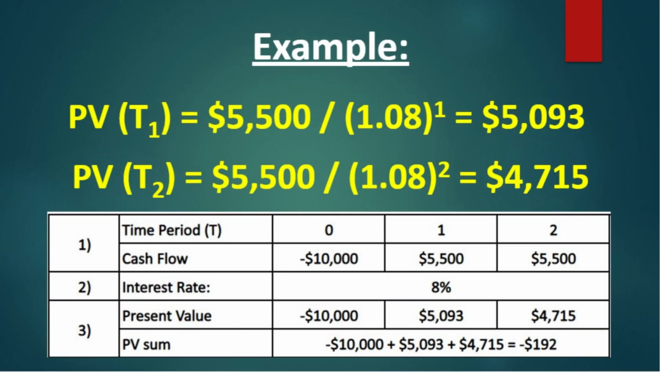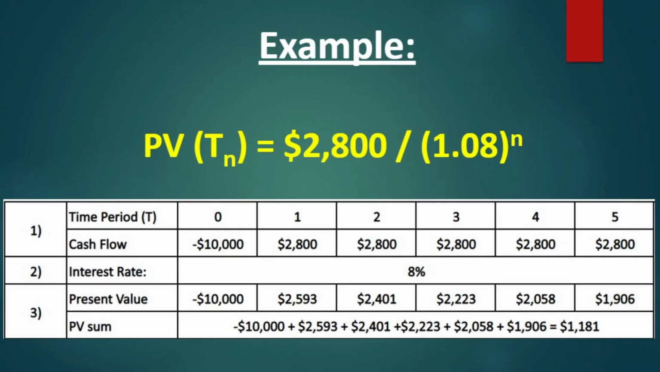Let's change a bit our example and consider an expected annual benefit of $5,500 for 2 years. We calculate the present value for year 1 and year 2, we then sum up the amounts, and eventually we get a negative result of $192. The return of the investment improved, but it is still better for us to invest the $10,000 in another opportunity with similar risk.